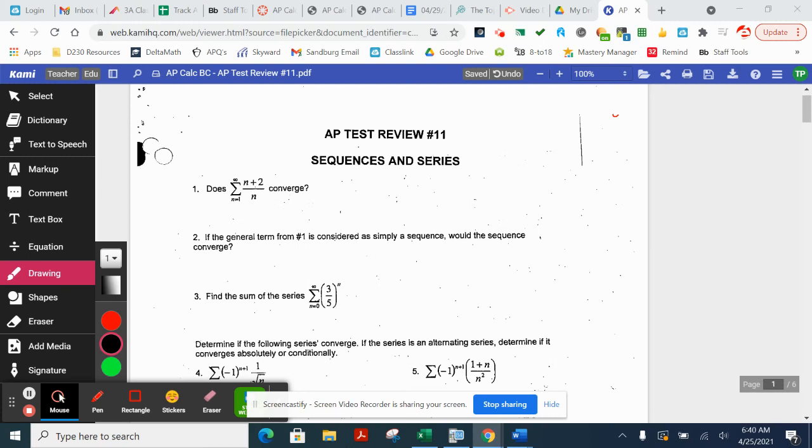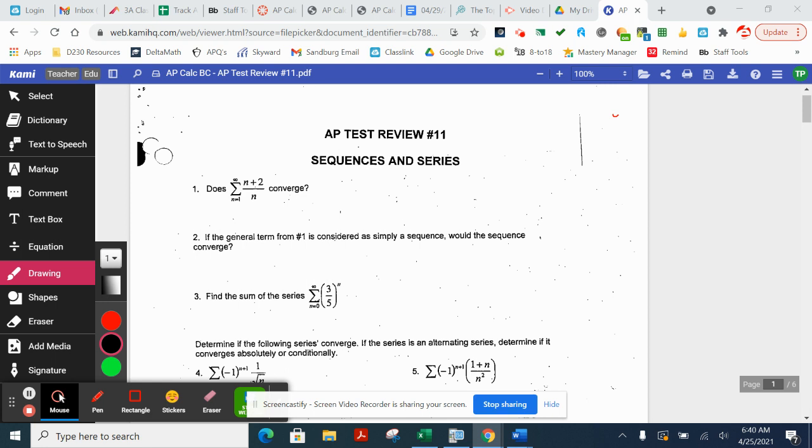Okay, review number 11. This is our most recent chapter, so it should be what's most fresh in our minds. It's also a huge part of the AP test. It's the highest percentage of the AP test that you have, about 15% of what you're going to see. One of the 6 free response questions is going to be on this chapter, so certainly something that we want to have a good handle on.